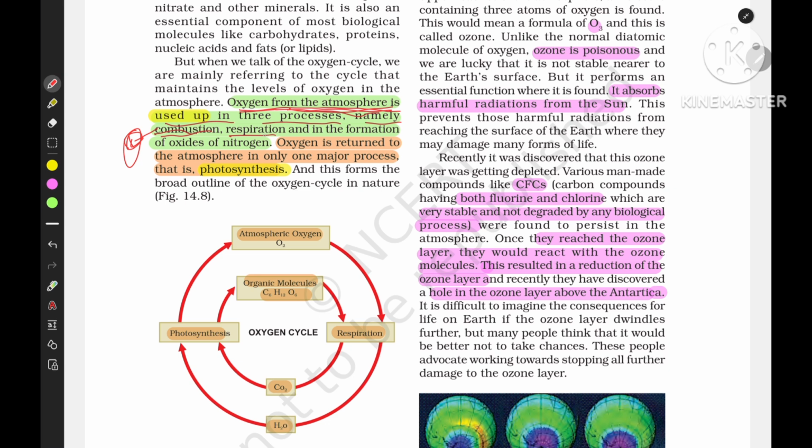Respiration: when animals respire, they take in oxygen and exhale CO2. And in the formation of the oxides of nitrogen, when lightning occurs, the nitrogen and oxygen combine and form the nitrogen oxides, NO and NO2. Oxygen is returned to the atmosphere in only one major process, called photosynthesis. In photosynthesis, carbon dioxide is used and oxygen is released.